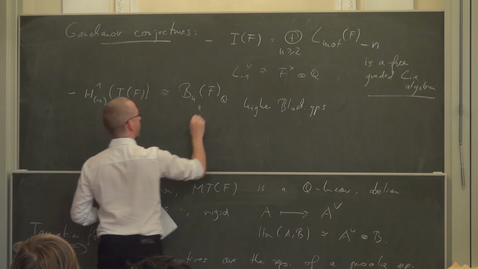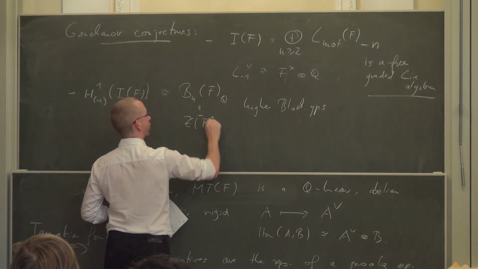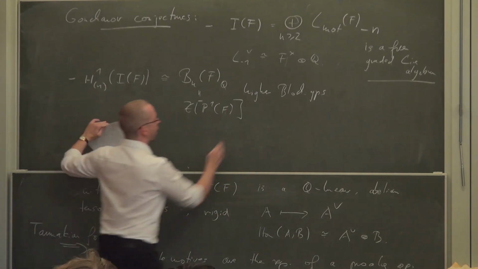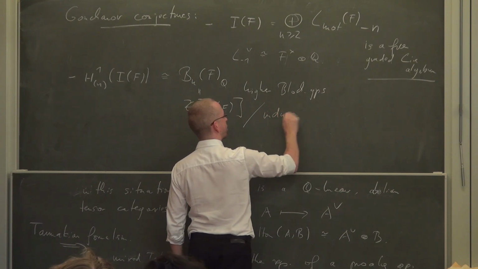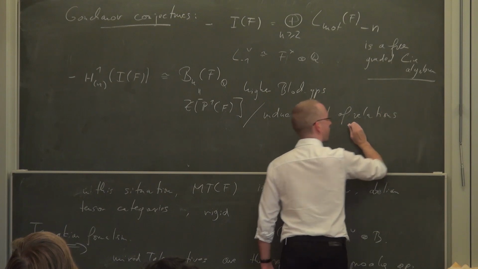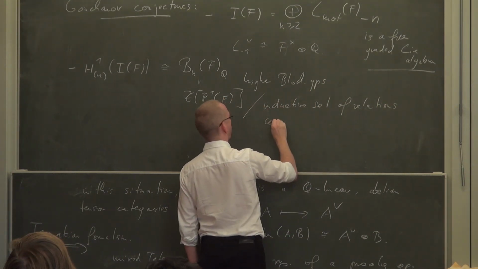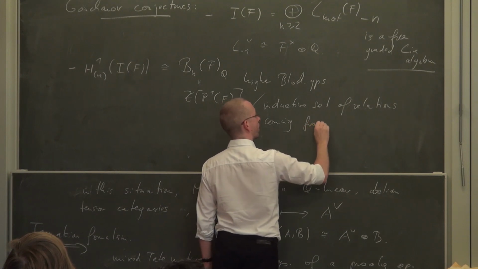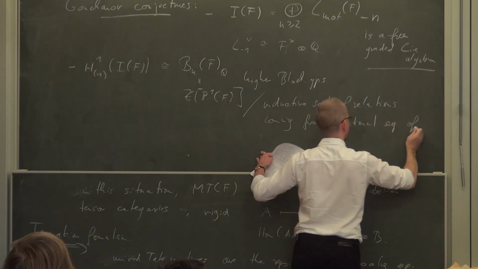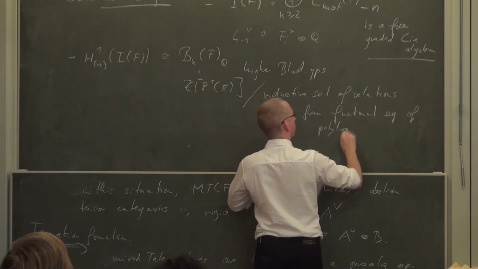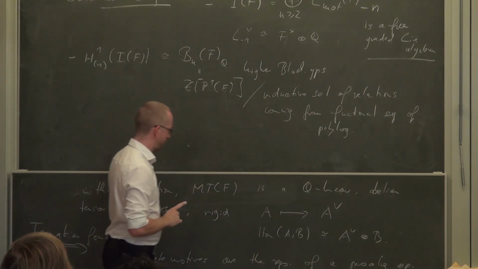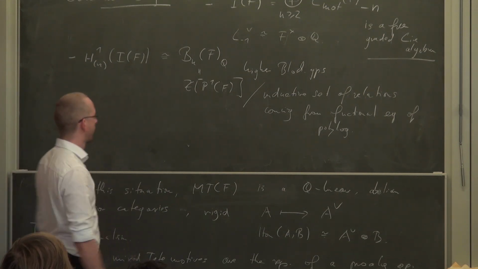These things are defined as you take the free abelian group generated by P1 of f modulo an inductive set of relations coming from, well, essentially they should come from functional equations of polylogarithms. But let me say that even the definition of the groups requires that the rigidity conjecture for Motivic cohomology holds.